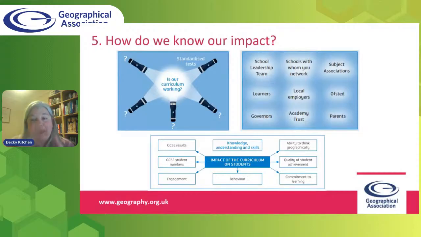But there are other people as well who we might want to know the impacts that our curriculum is having on them. So, for example, schools with whom we network might be holding a torch. The GA, as the subject association, might be holding a torch. That's where the quality mark comes in. One of the things that we do as a subject association is shine a light on your curriculum and go, that's really good. That bit there is absolutely brilliant. And you've identified that this is an area that you want to work on. Fantastic. It's that external accreditation.